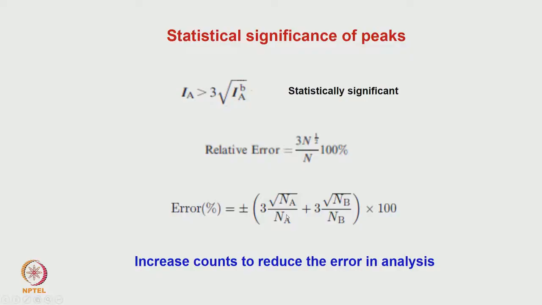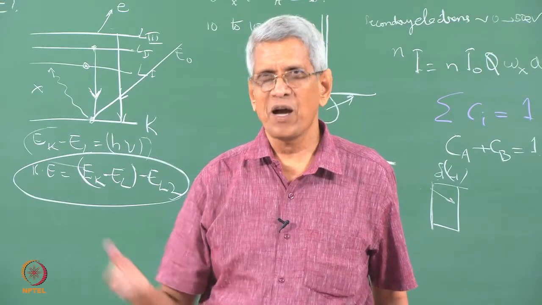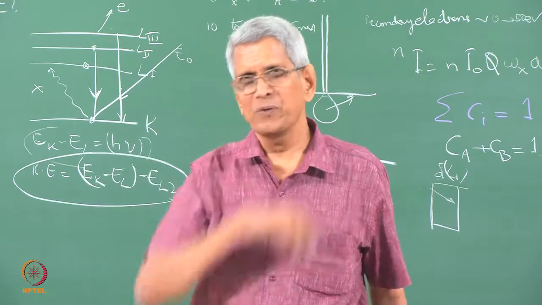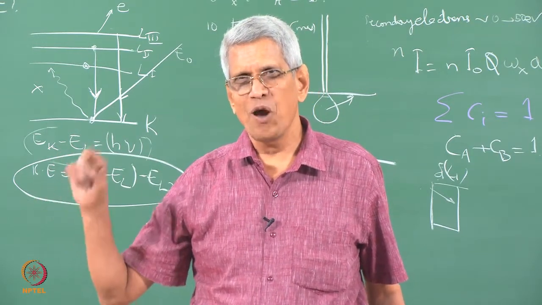So if 2 elements are going to be there, then we can find out what is going to be the total error, and what is this error going to decide? This is going to tell us what is the confidence with which we can talk about the concentration of the elements. This is going to tell you in which significant digit you have to stop.